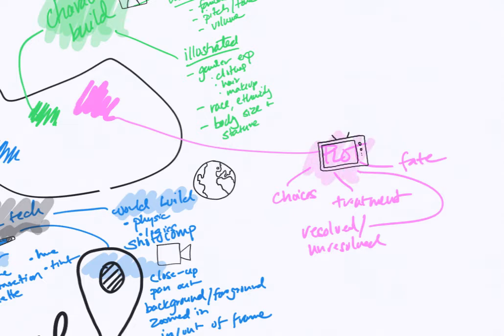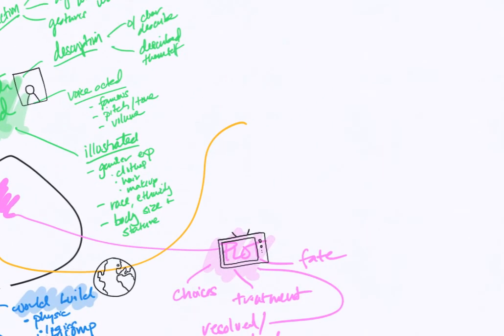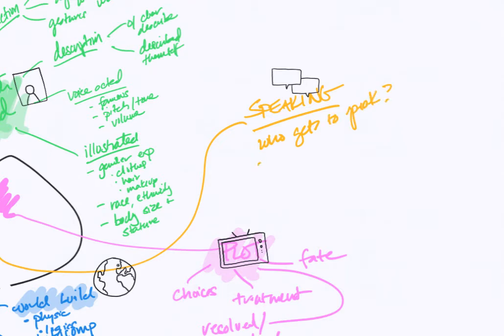So that's plot. And then finally, we're also going to be talking about something else, which is speaking, right? So here's what I mean by things that are spoken, all right? So when we're talking about speaking, we are talking about things like who gets to speak, who's silent.